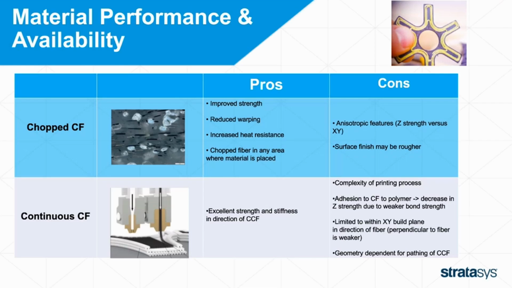Systems would have one head to lay down the polymer and one head to lay down the carbon fiber, but then you have to cut it, so it's a little more complex there. We also have to deal with the adhesion of the carbon fiber to the polymer, so there's a little bit of a decrease in the Z strength due to the weaker bond strength. Another factor of the continuous carbon fiber is that it's very geometry dependent for the pathing of the fiber. There's a minimum bend radius and wall thickness that you have to work within.